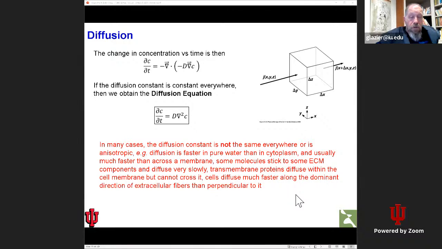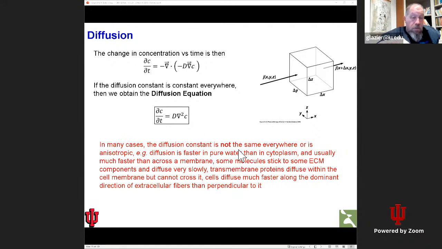The other thing to remember is that in biology, the diffusion constant's not only non-constant, and going back to that movie, that animation that we looked at before, is something to think about, but it's also not isotropic. If I'm in water, the speed at which my molecules go up, down, left, and right is the same. If I'm on a membrane, I can move along the membrane rapidly, but across the membrane slowly. That's anisotropy.